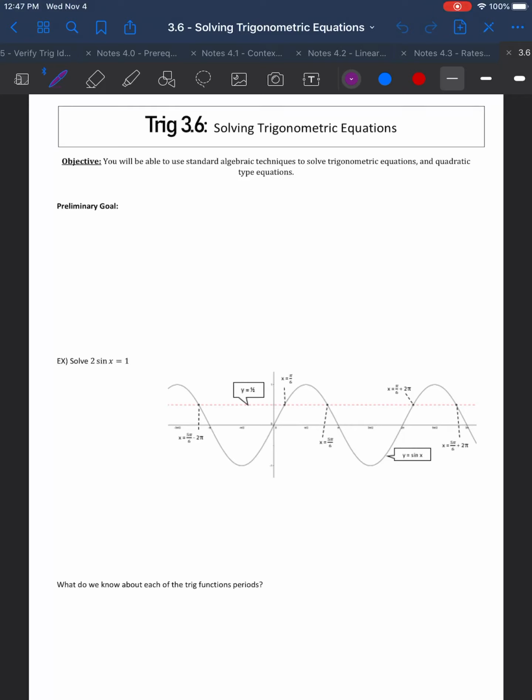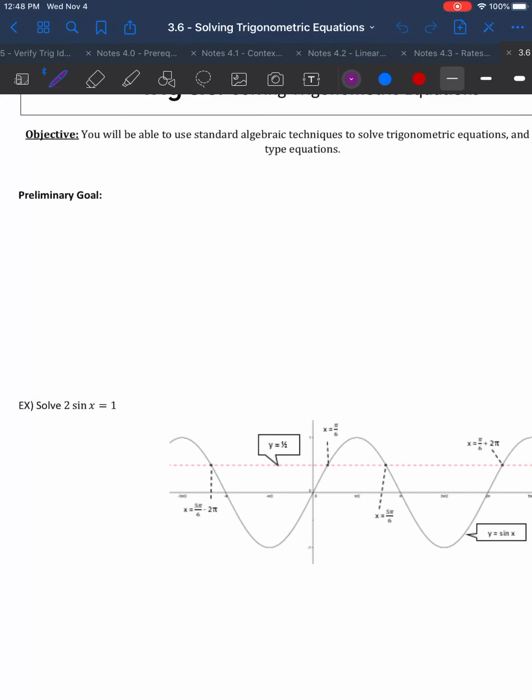Hi guys, today we are going to look at how to solve trig equations. Similar to the last couple lessons, I'm going to split this video into two different pieces just to cut down on the time.